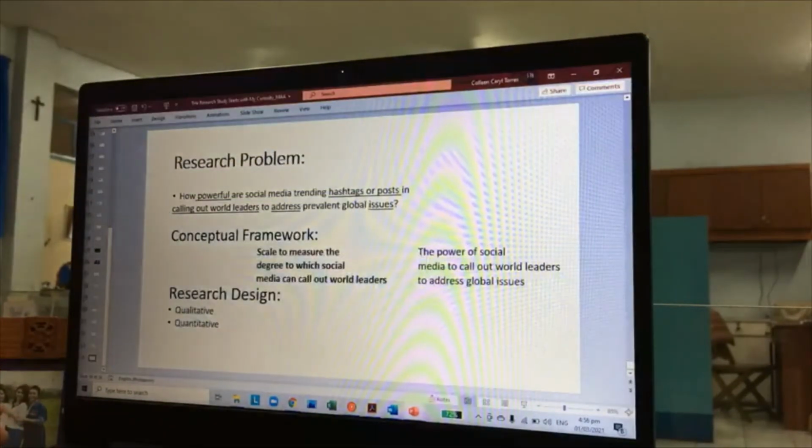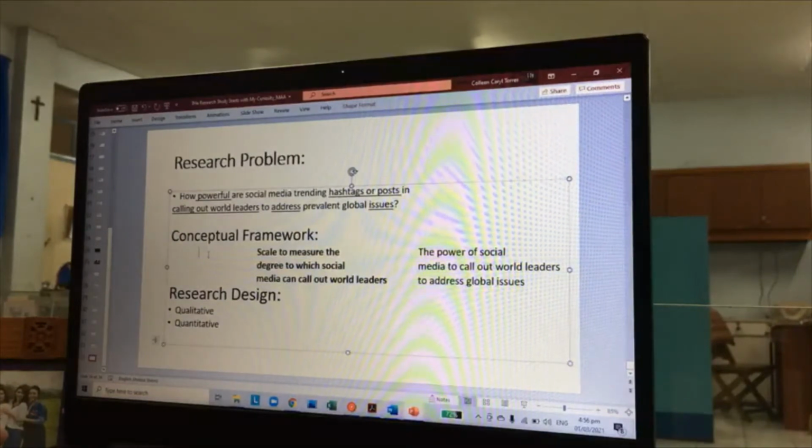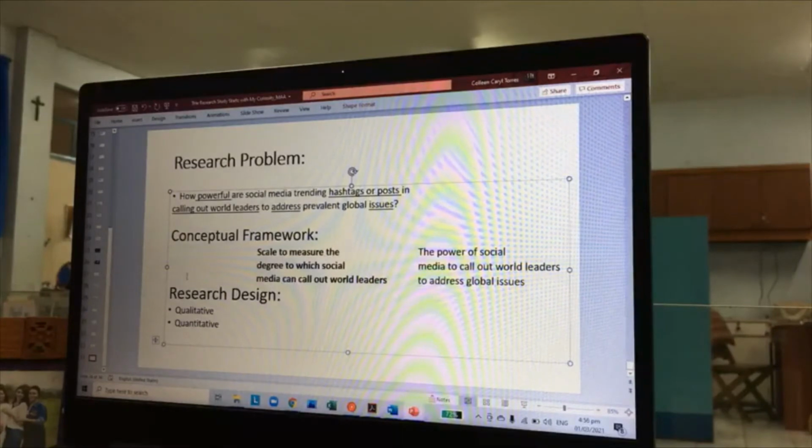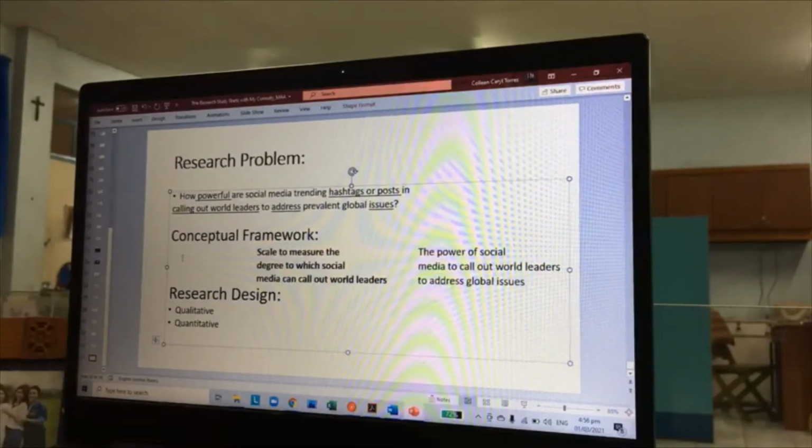So yes, supposing there is no scale yet to measure the degree to which social media can call out world leaders, let's develop a scale then. How are we going to develop that scale?